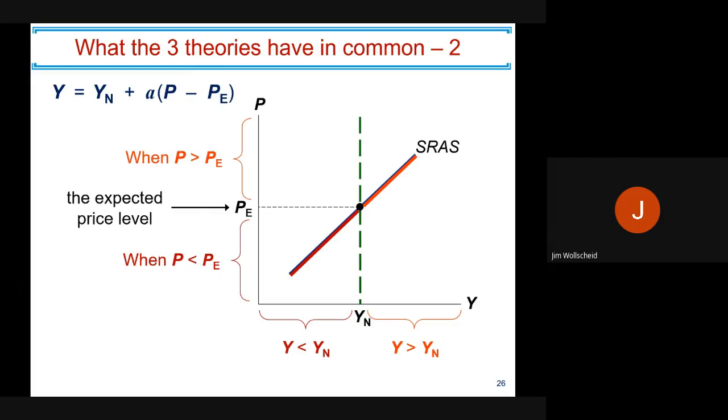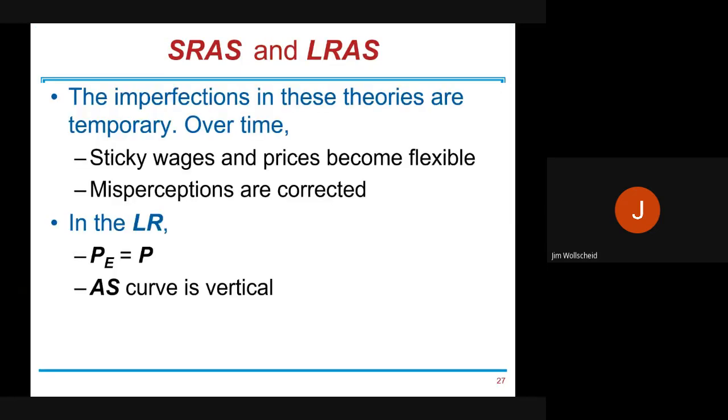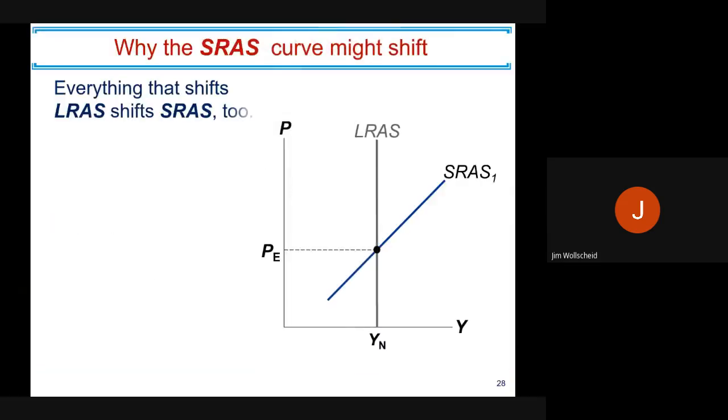It lays out the graph, what we just showed there, and it shows you how it corresponds on the graph. So we talked about that. So why does the short run aggregate supply curve shift? Same thing, same reasons the long run aggregate supply curve shifts. So if LRS shifts, so does the short run aggregate supply curve. Those two things always move together.